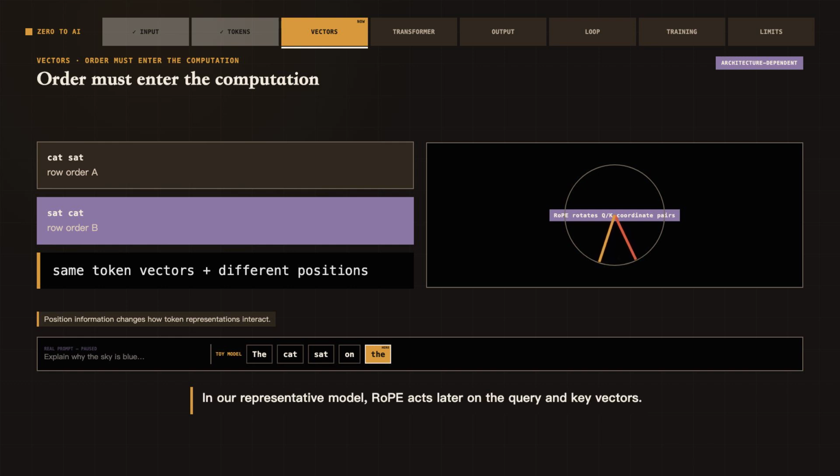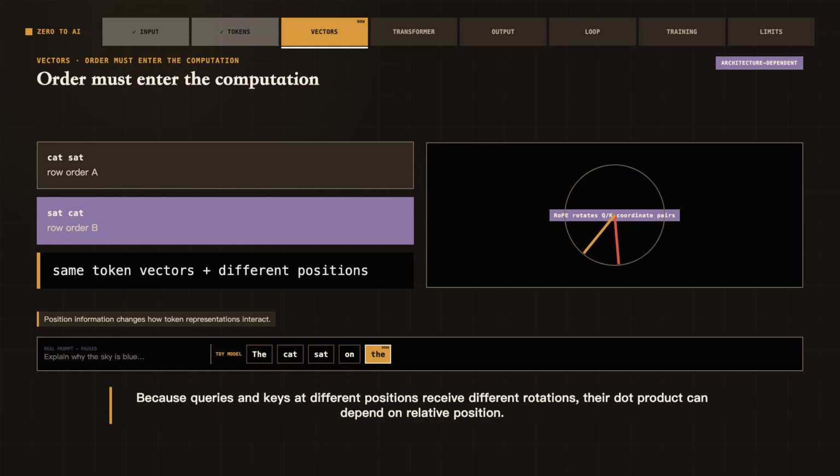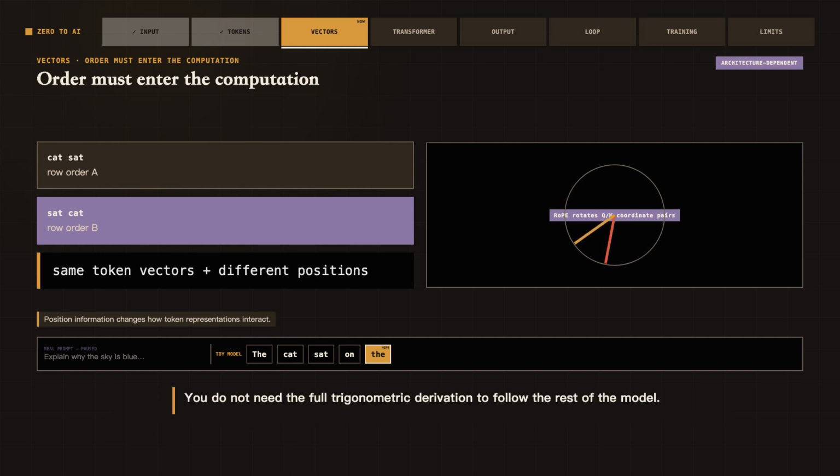In our representative model, RoPE acts later on the query and key vectors. It takes pairs of coordinates and rotates them by angles that depend on token position. Because queries and keys at different positions receive different rotations, their dot product can depend on relative position. You do not need the full trigonometric derivation to follow the rest of the model. The important point is precise. The model must encode order somewhere, and RoPE makes position affect the attention comparison between queries and keys. We now have enough to enter the transformer stack.